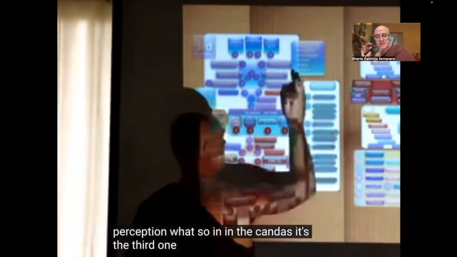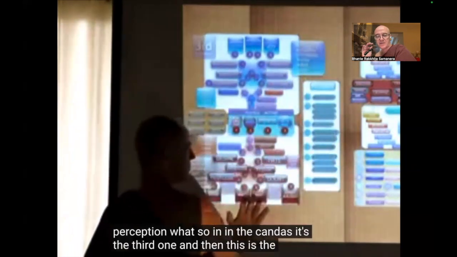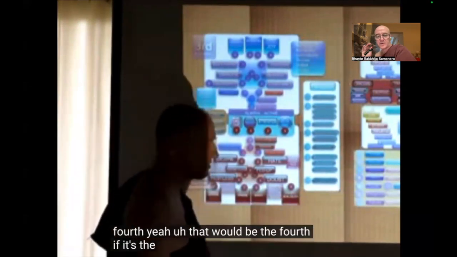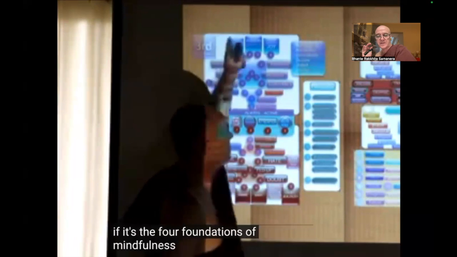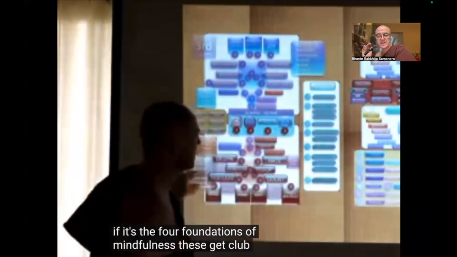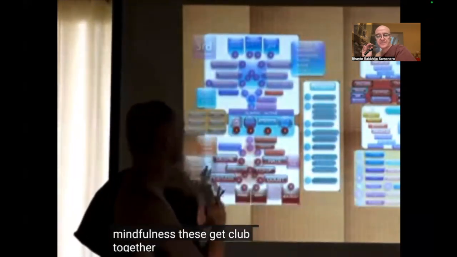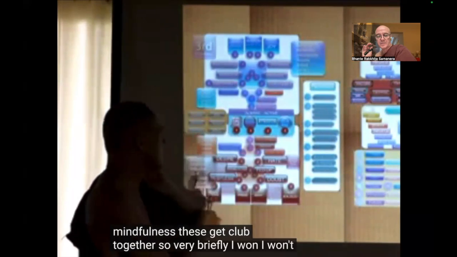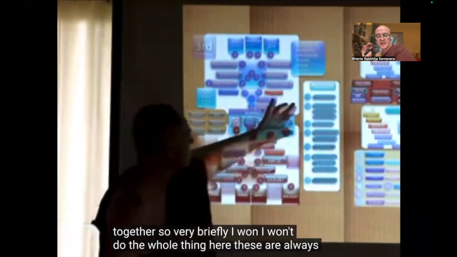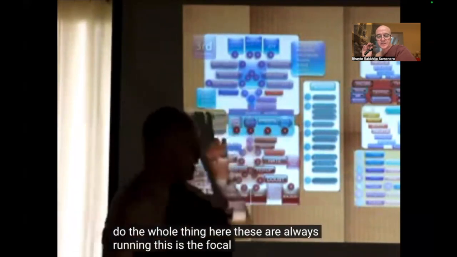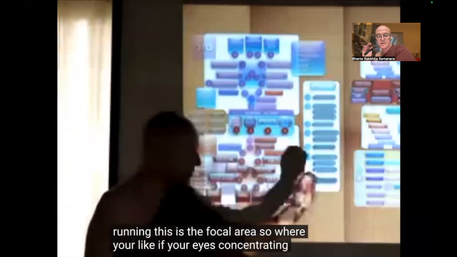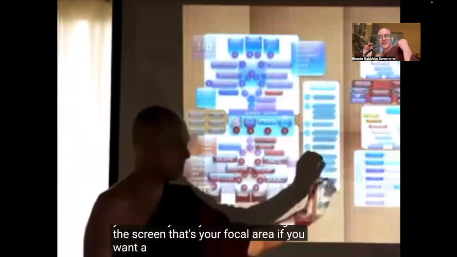So in the khandhas, it's the third one, and then this is the fourth. Yeah, that would be the fourth. If it's the four foundations of mindfulness, these get clubbed together. So very briefly, I won't do the whole thing here. These are always running. This is the focal area. So where you're, if your eyes are concentrating on the screen, that's your focal area.